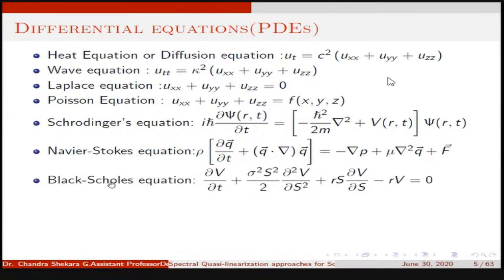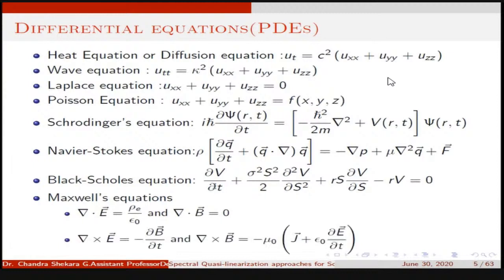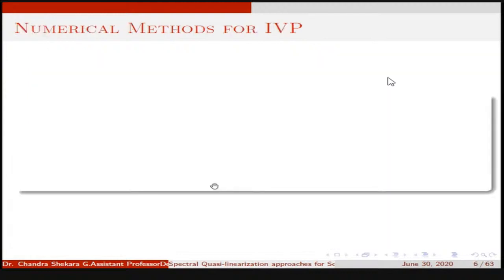There is a mathematical model associated with economics also, called the Black-Scholes equation. This equation comes from European option pricing. Also there are partial differential equations associated with electromagnetics, given by Maxwell's equations. These are the set of Maxwell's equations. This list is not limited. There are many other differential equations also. Just to motivate the researchers who have just started their research, I have given this list.